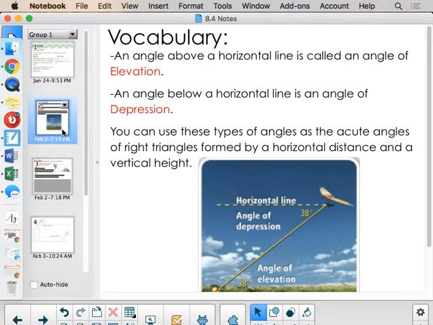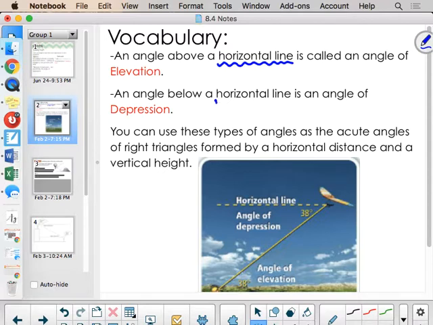Let's get started. What are the angles of elevation and the angle of depression? Both angles of elevation and depression are created by horizontal lines. I'm going to emphasize this piece right here because this is the piece that is most commonly missed.